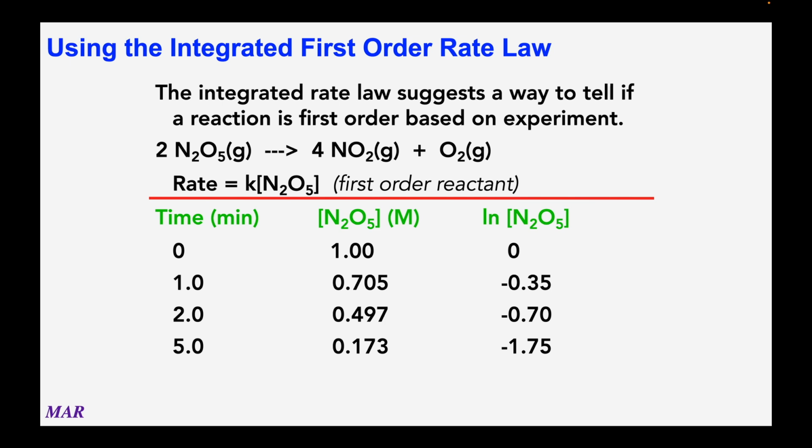So you can see how the N2O5 concentration is decreasing. Reactants are constantly being used up. Now, just bear with me. I'm also determining the natural log of the concentration in the third column. Natural log of 1 is 0. Natural log of 0.705 is negative 0.35, etc., etc. And I'll share with you why I'm doing this in just a second.